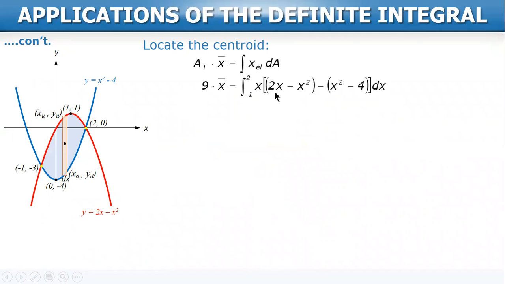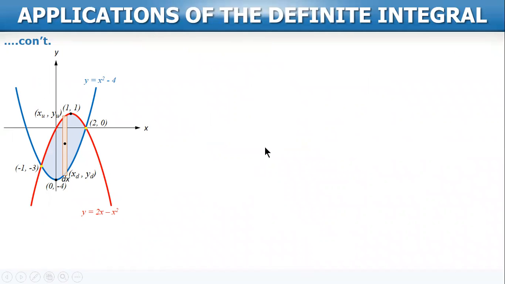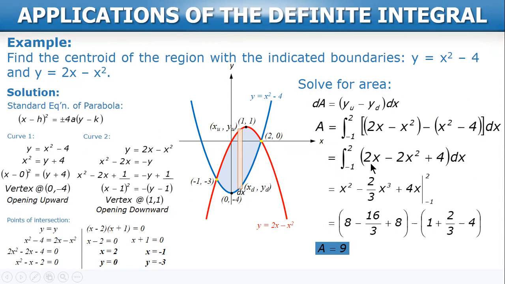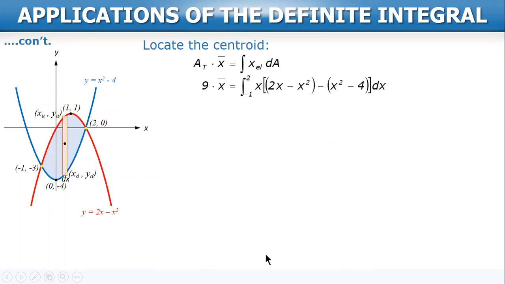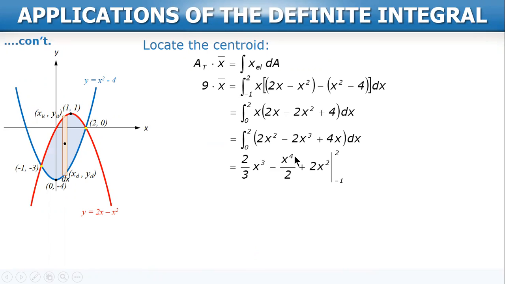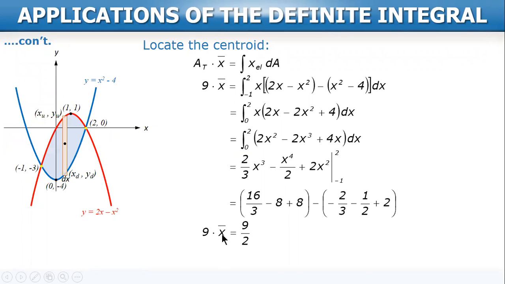Now, this one is sa previous na step ba? This one. The simplified one. 2x minus 2x squared plus 4. Or this one. Pag simplify, this one. So, we distribute and then use power rule and then evaluate from lower to upper limit and then simplify, equate sa left side, and we have x bar equal to 1/2.